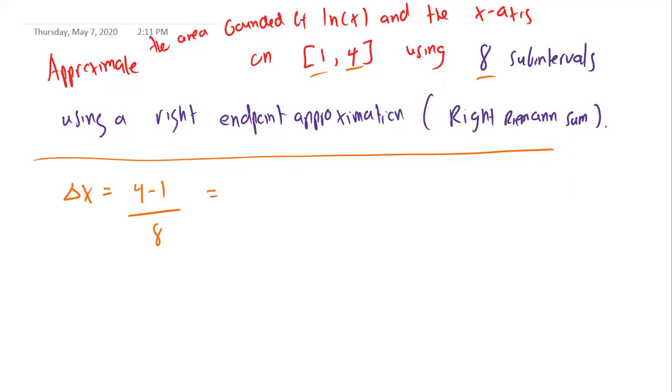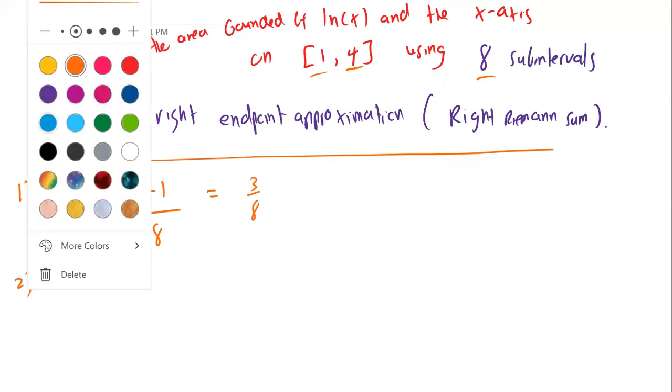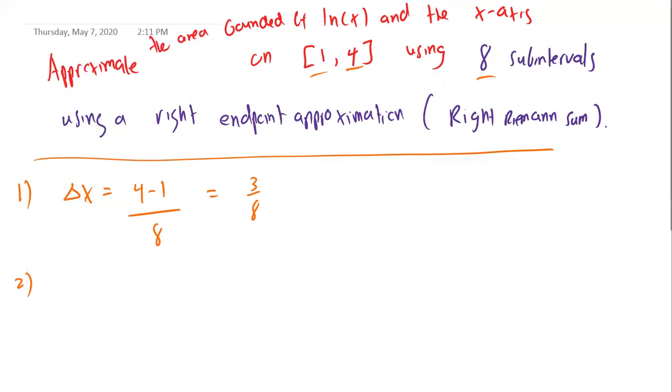4 minus 1 is 3, divided by 8 is 3/8. So that's the length of each subinterval. It's the first thing you want to do. Second, you don't have to do this, but I like doing it. You can find each subinterval, or just draw a number line, put your left endpoint and your right endpoint, and starting with the left endpoint, just keep adding change in x every time until you get to the right endpoint. Or if you start with the right endpoint, subtract change in x as many times as you need until you get to the left endpoint.